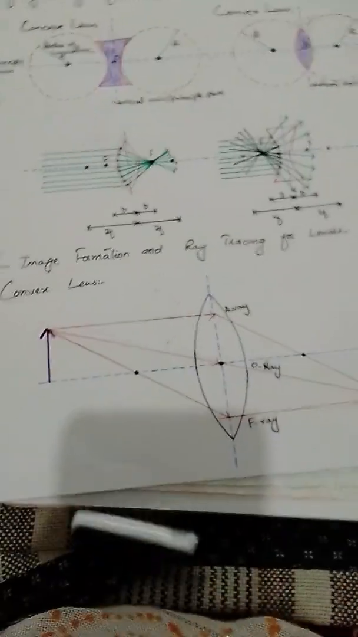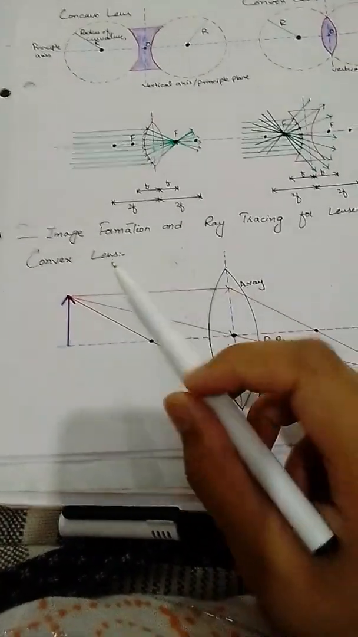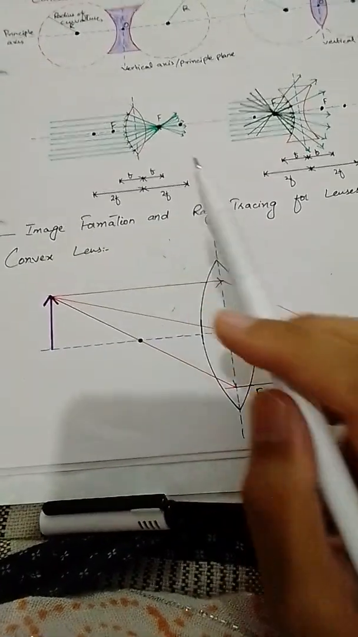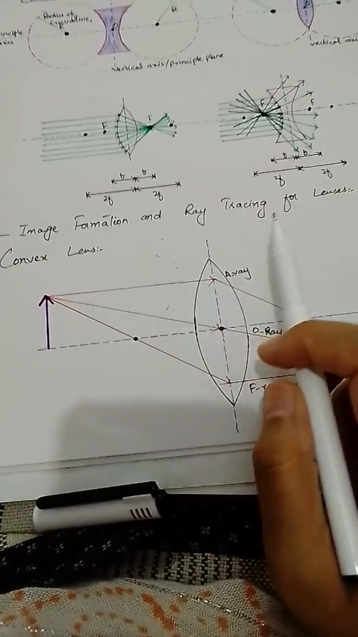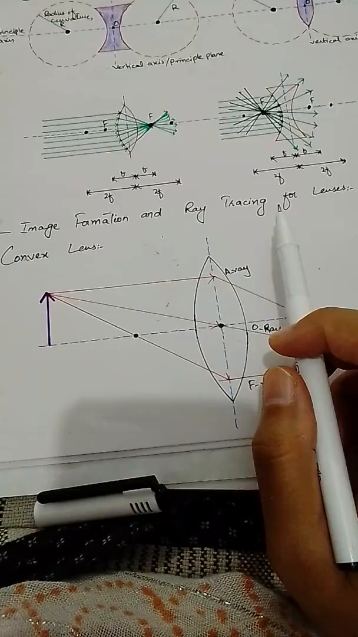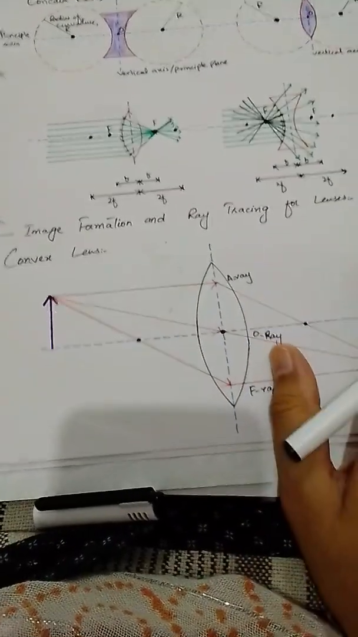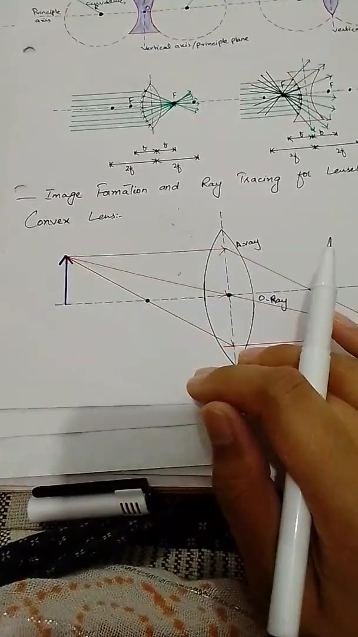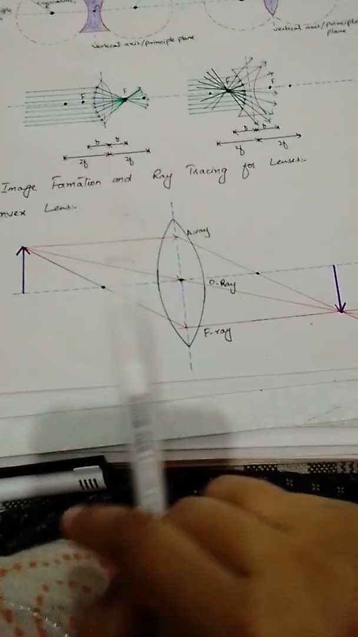Now, coming to our second point, image formation and ray tracing for lenses. This is a very important point because in the next lecture, you're going to learn about the lens equation. To get the hang of that, you will have to understand what an A ray, an O ray, and an F ray are in the case of these lenses.